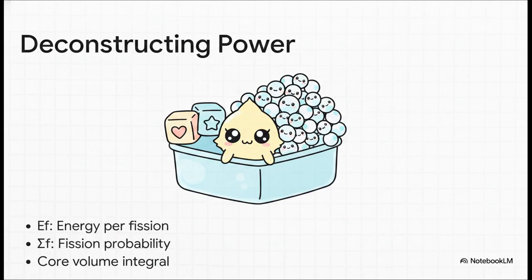So the crucial takeaway here is that this intimidating calculus equation is literally just a way to multiply the energy of each fission by the likelihood of fissions happening and the total number of neutrons present. Then it uses that integral to sum it all up across the entire volume of the reactor core.